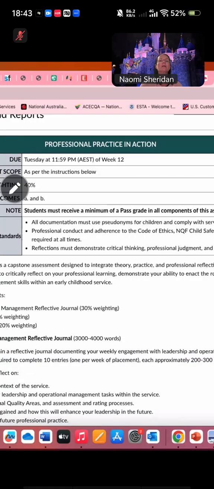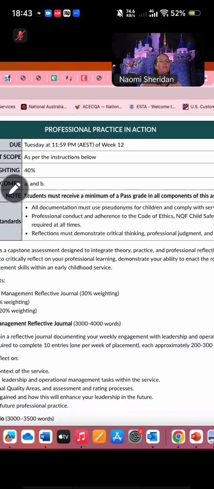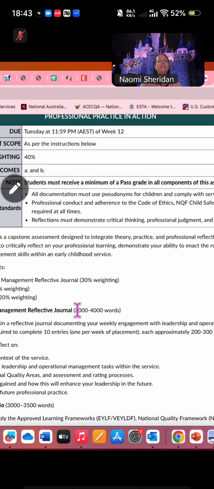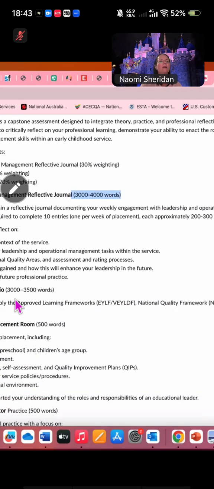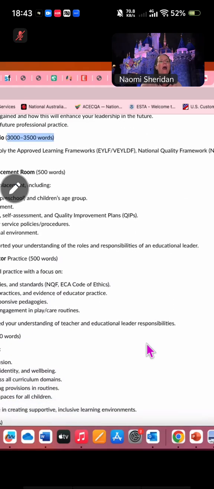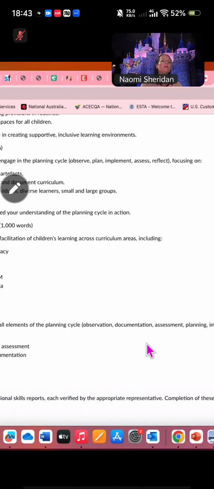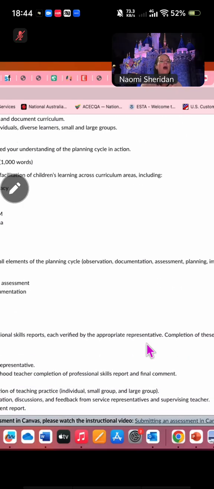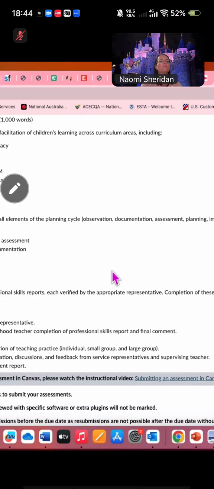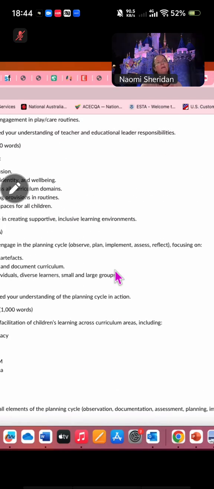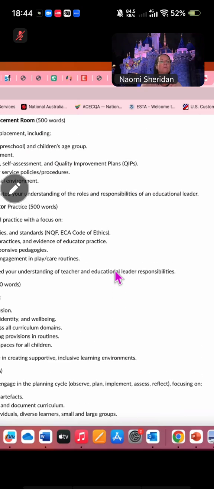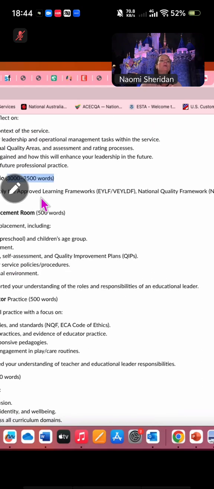Okay, so this is looking at professional practice in action. Now, there's a lot of moving parts to this. It's got a journal, it's got your educational leadership portfolio, and it's got, let's just move down, 1, 2, 3, 4, 5 parts and then a professional skills report at the end. So it's looking at things in a little bit more depth in terms of your portfolio.